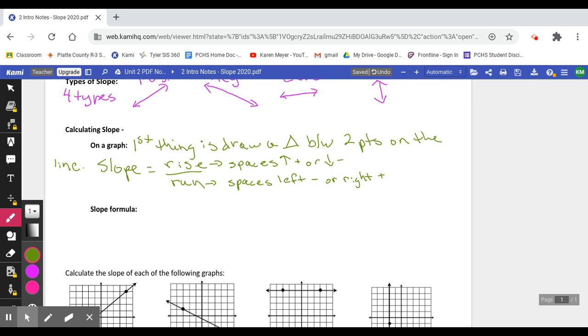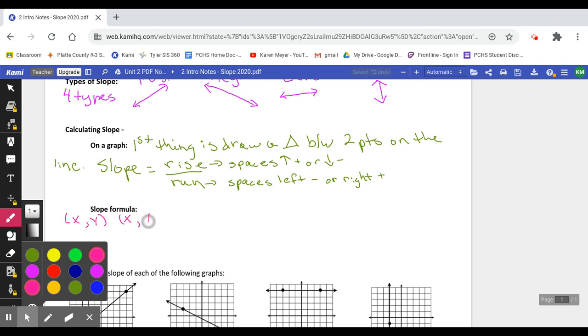Now, what if you want to use the slope formula? So if you're given 2 points and you can't count on the graph, then this is how you can calculate slope. So remember, ordered pairs are x number first, y number second. And the first ordered pair, I'm going to call that x1 and y1 just because it's my first one. The second ordered pair, I'm going to call that x2 and y2 because it's my second one.